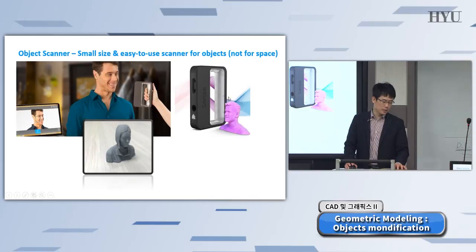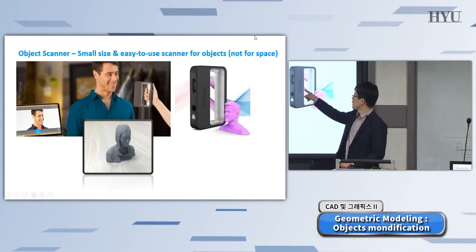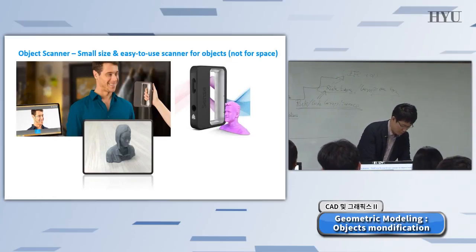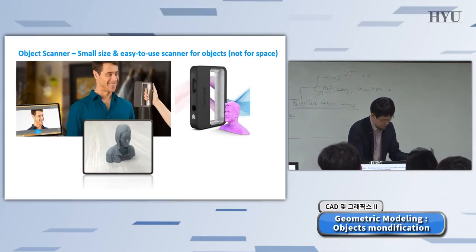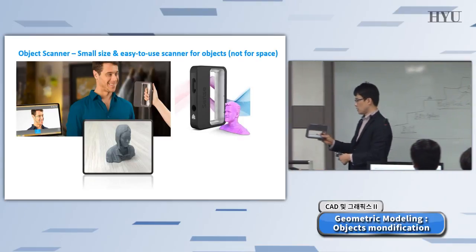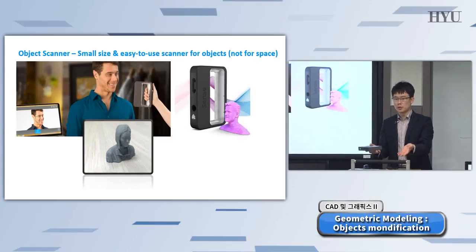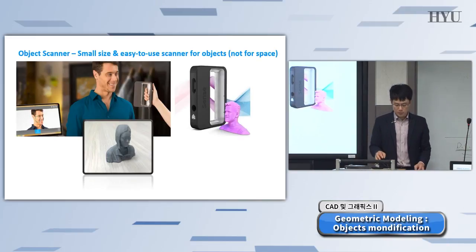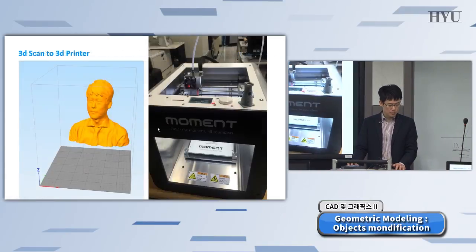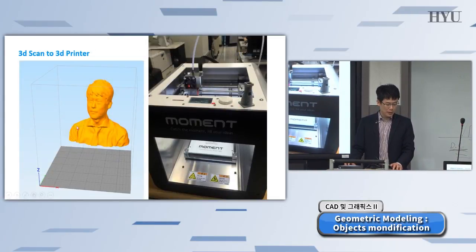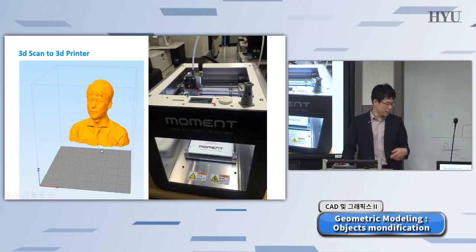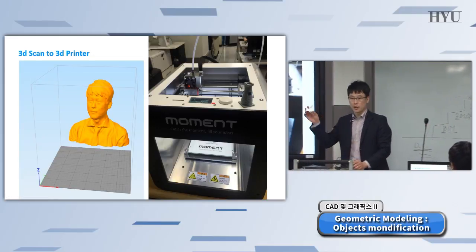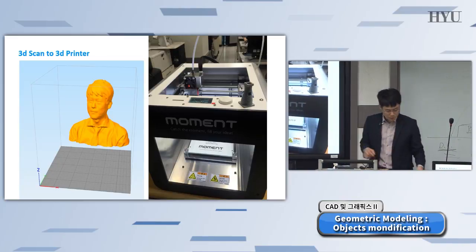And also there is another device, an object scanner, okay, this one. I brought this one today just as an example. This is available to our department students. You can borrow this one from the device room of our school. As you see, this one I scanned, and I printed it out using the 3D printers we have, okay, this one.